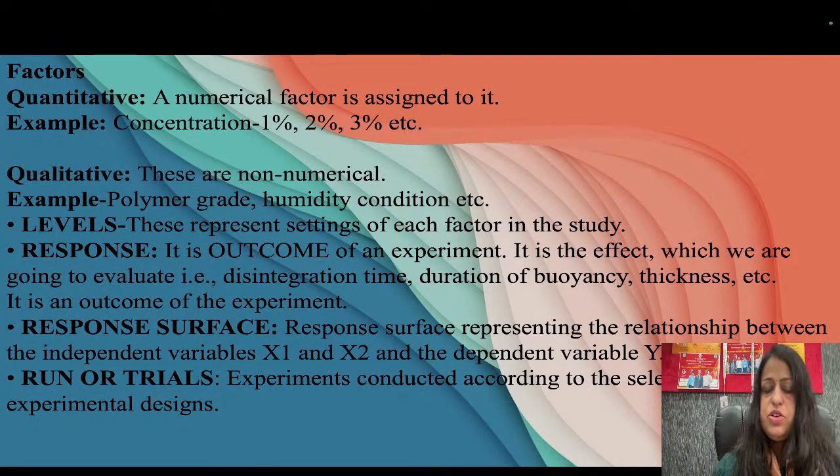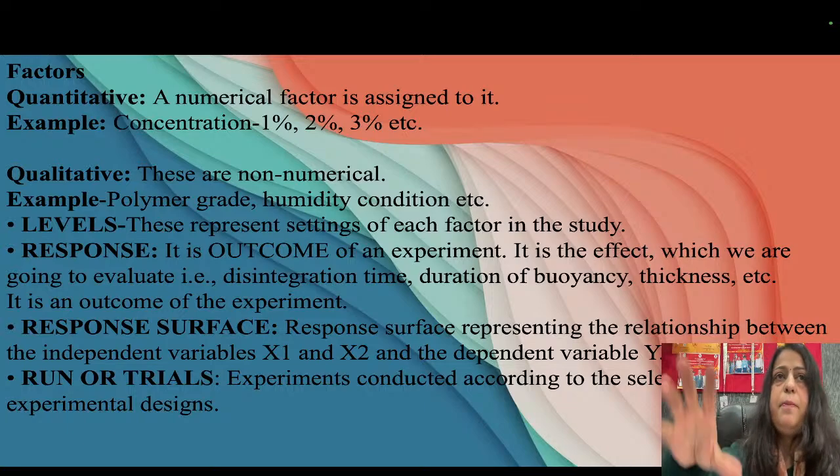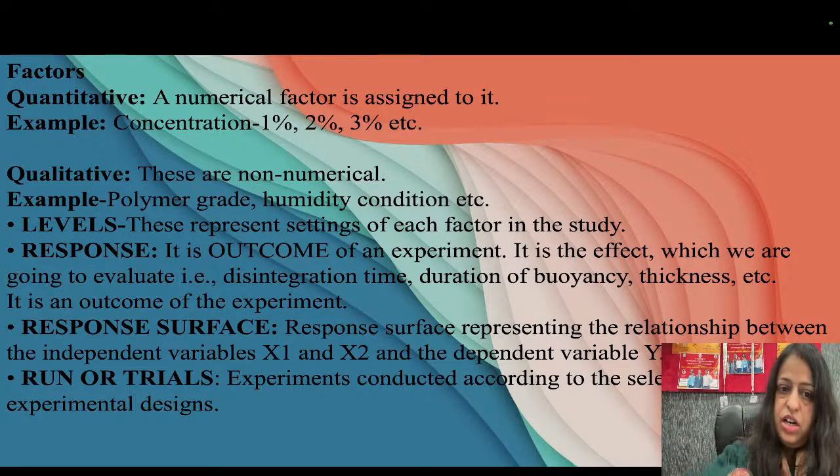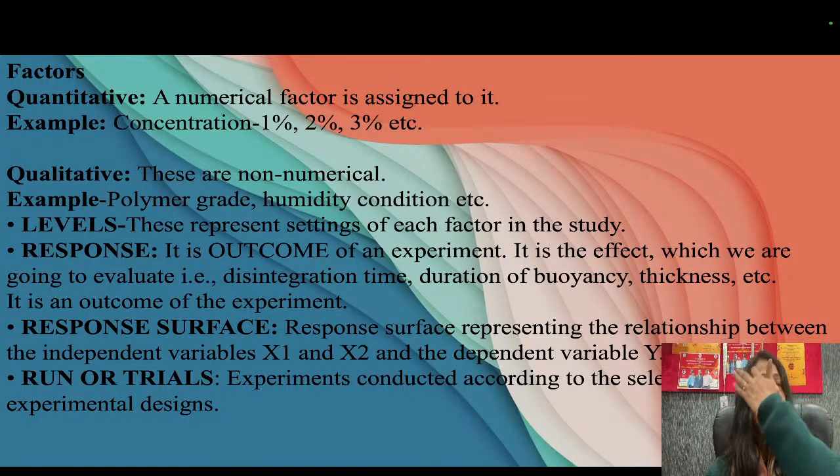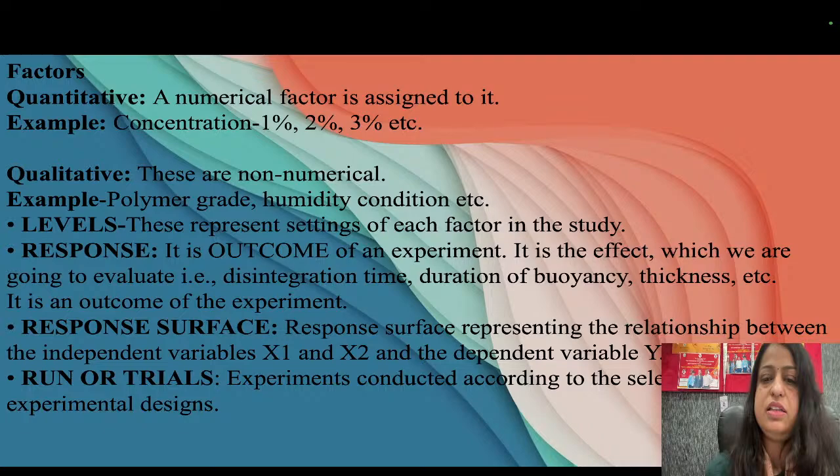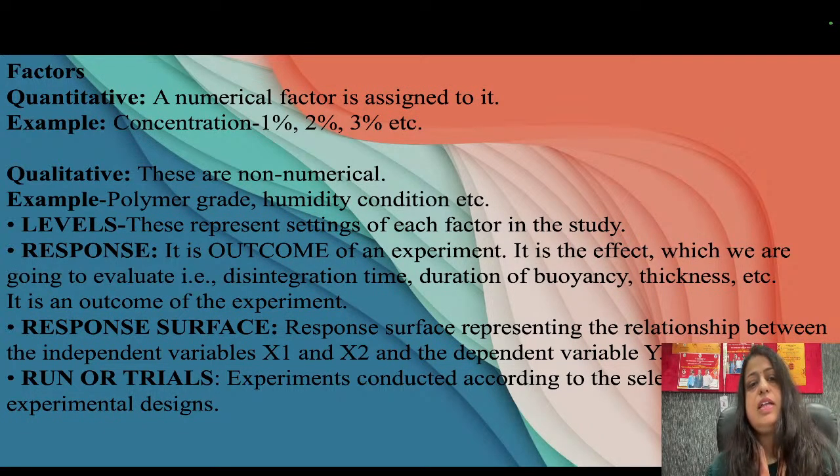Then response surface. It represents the relationship between the independent variables, where x1 and x2 here represent two independent variables, one is x1 and one is x2, and the dependent variable is denoted by the y symbol, right? So this response surface is telling about the effect of these variables on the dependent variable. इन दोनों factors का individually और combined state में dependent variable पे क्या effect आएगा, ये reflect होता है response surface से.